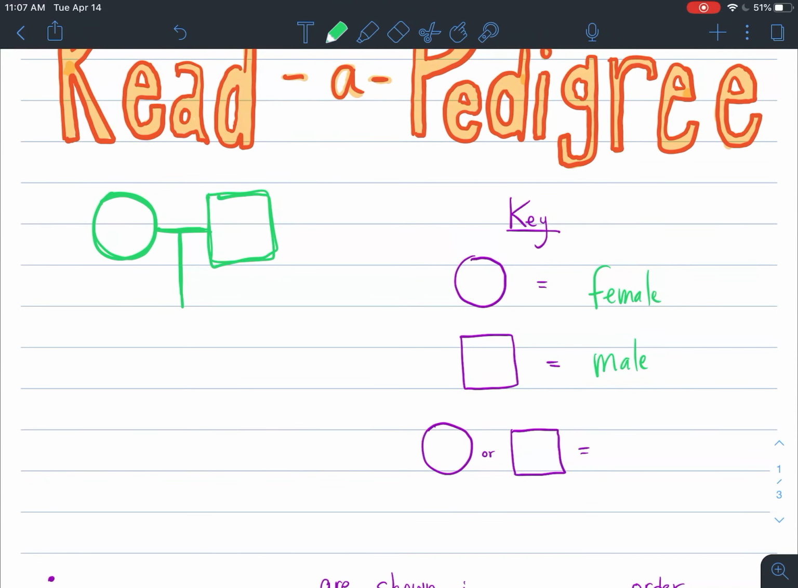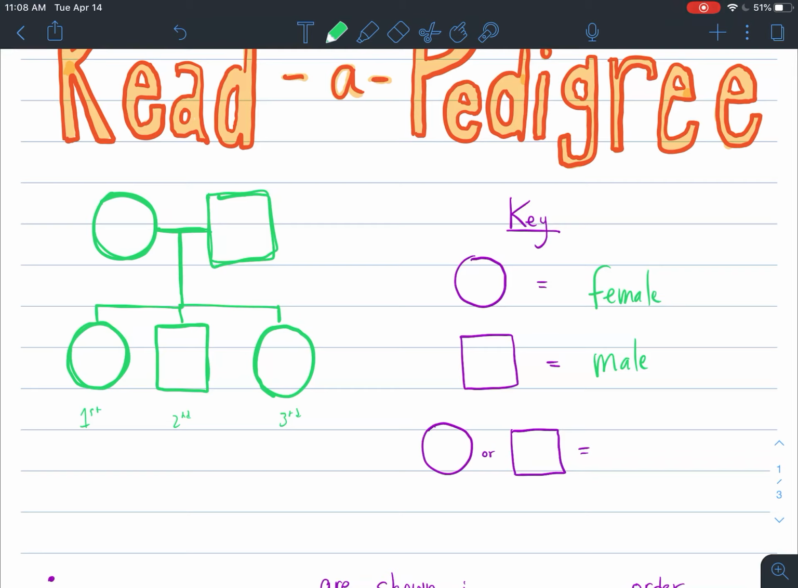Now, we draw a line down to show different children that these people had. So let's say they had 3 kids. Let's say their first kid was a female, their second was a male, and their third was a female. Now, it's important that in this instance the firstborn is always on the left side. So that'd be the firstborn, the secondborn should be in the middle, and the thirdborn is here on the right. So it needs to be in order.